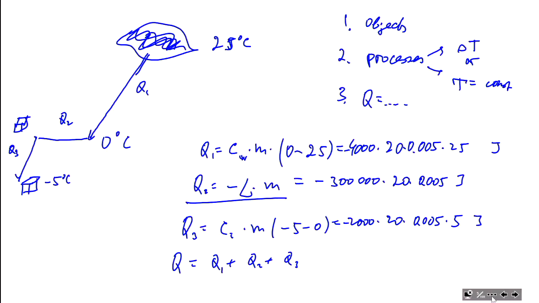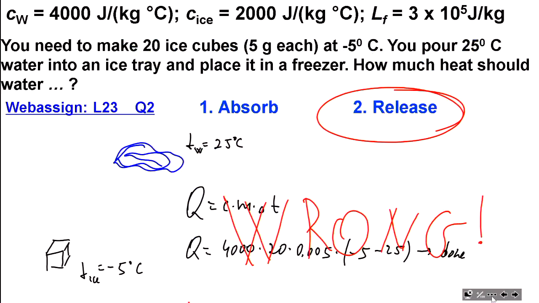Yes? L, capital L, latent heat of fusion. I think I have values here. This is how much heat we should, for example, spend to melt 1 kilogram of ice completely.